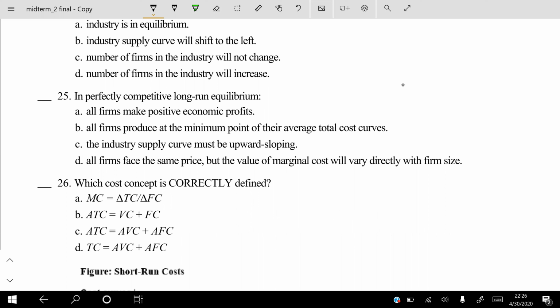In a perfectly competitive long-run equilibrium, all firms make positive economic profit. All firms produce at the minimum point of their average total cost curves. The industry supply curve must be upward sloping. All firms face the same price, but the marginal cost will vary directly with the firm's size. So this one's just B. They'll produce at their minimum point of the ATC curve.